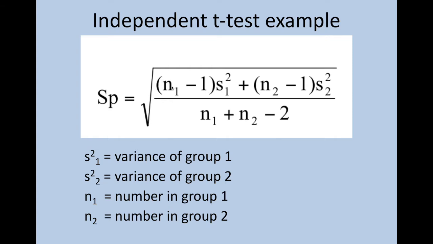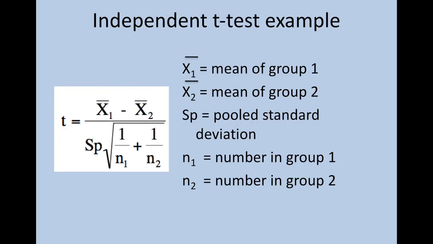So you have n1 minus 1, number of people in group 1 minus 1, times the variance of group 1. Remember, the standard deviation is the square root of the variance. Plus n2, the number of people in group 2 minus 1, times the variance of group 2. You divide that by the number of group 1 plus the number of group 2 minus 2, and you take the square root of the whole thing. That is your pooled standard deviation. So it's basically a weighted average of the standard deviations of the two groups, weighted by how many people were in each group.